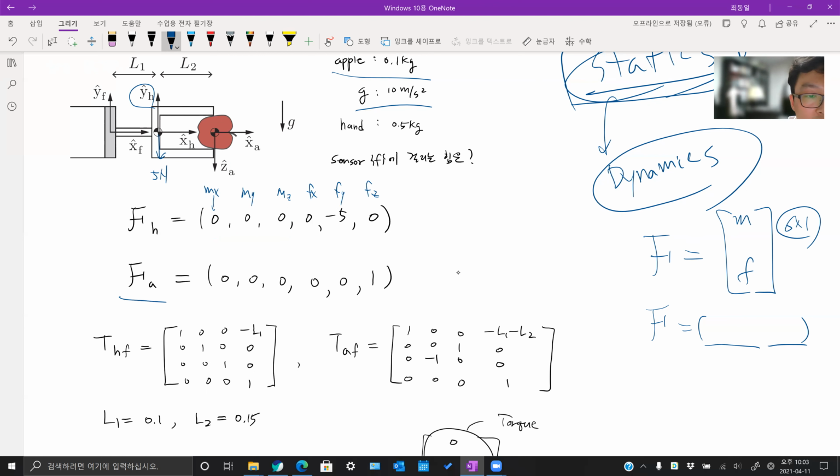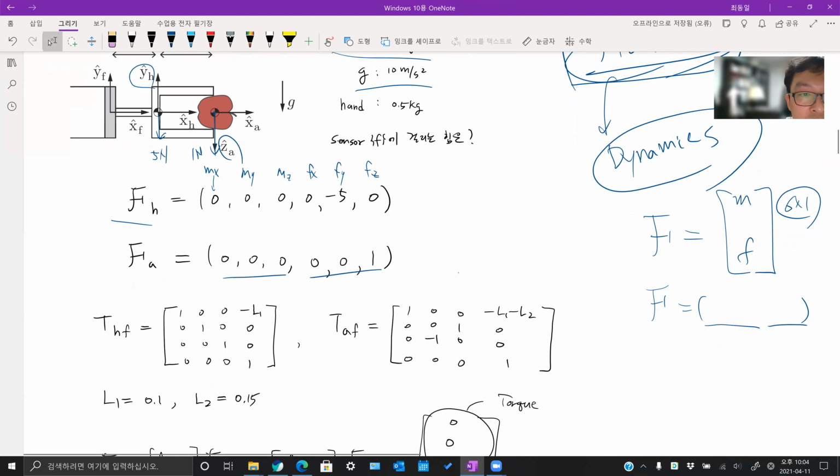In the case of the apple, this one is about the hand, and this one is about the apple. The coordinate is at the center of the apple. So there is also no moment here, and because this one is 1 Newton, and it is in the same direction as z, this one becomes 0, 0, 1.